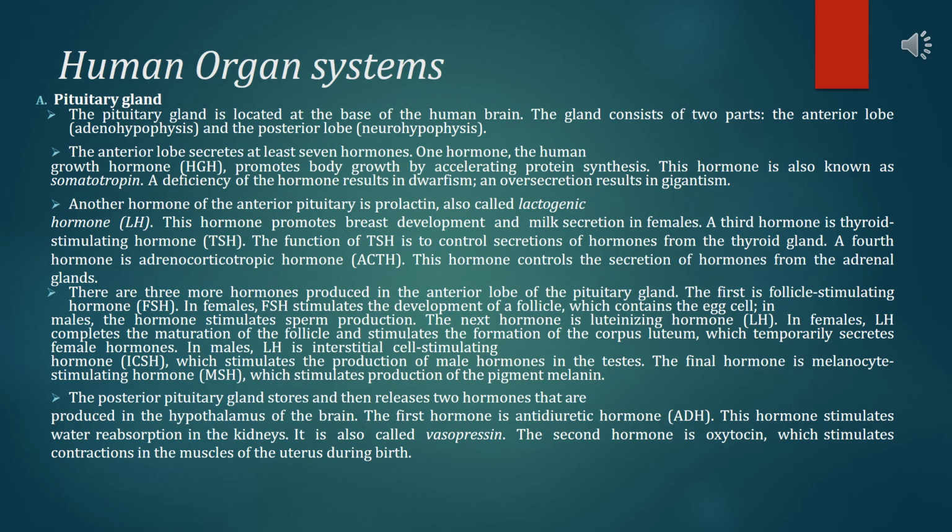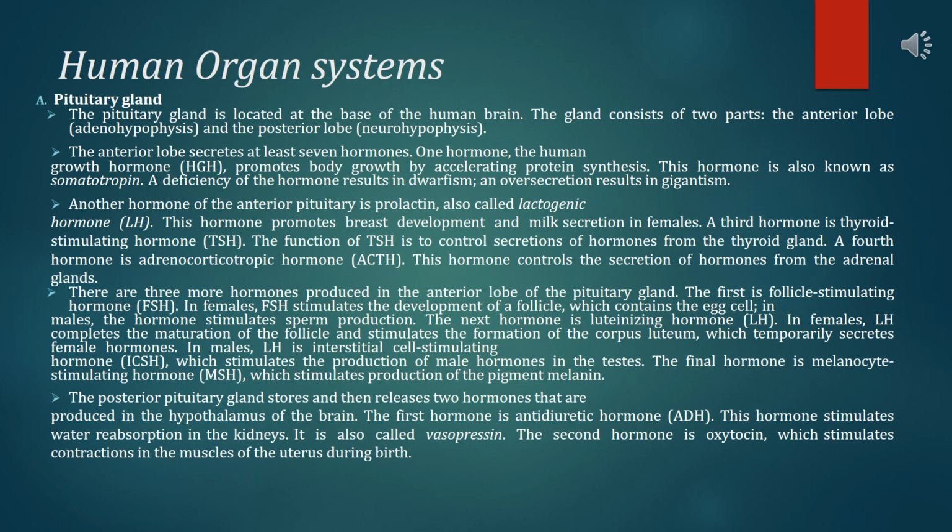There are 3 more hormones produced in the anterior lobe of the pituitary gland. The first is follicle stimulating hormone, FSH. In females, FSH stimulates the development of a follicle, which contains the egg cell. In males, the hormone stimulates sperm production. The next hormone is luteinizing hormone, LH. In females, LH completes the maturation of the follicle and stimulates the formation of the corpus luteum, which temporarily secretes female hormones.